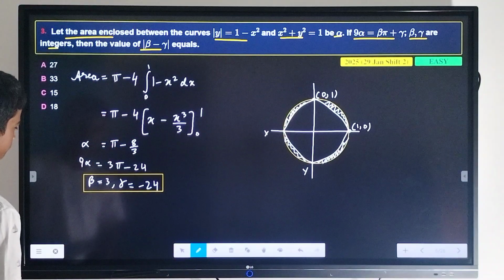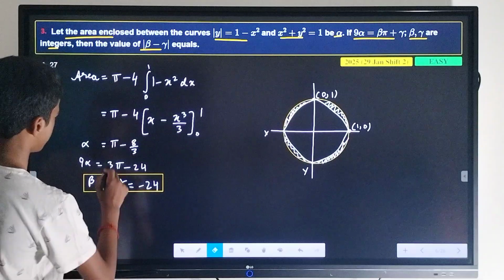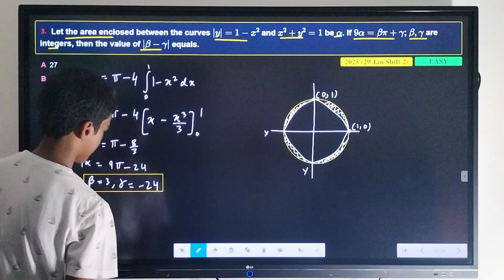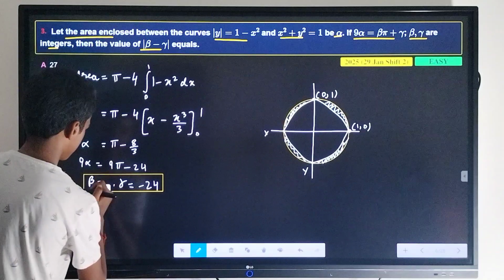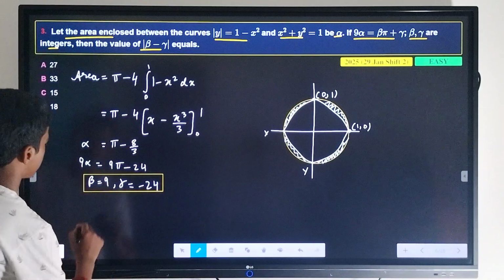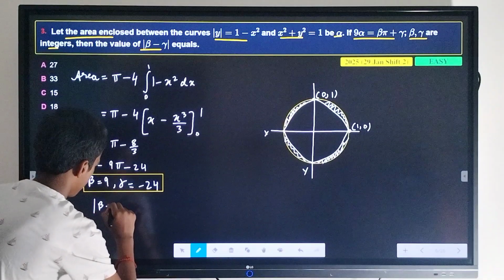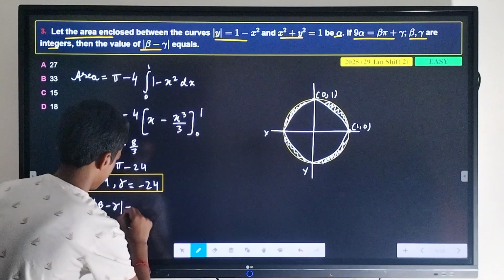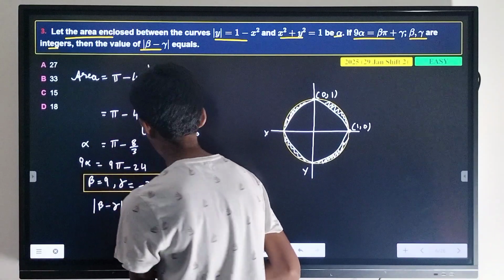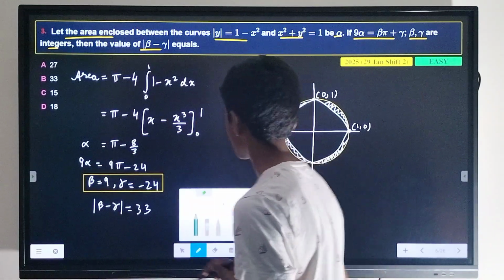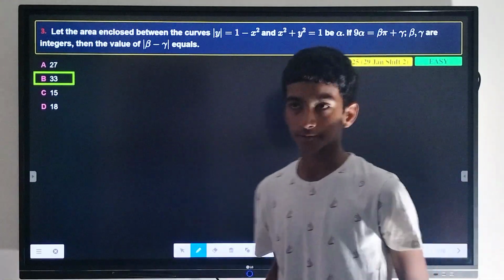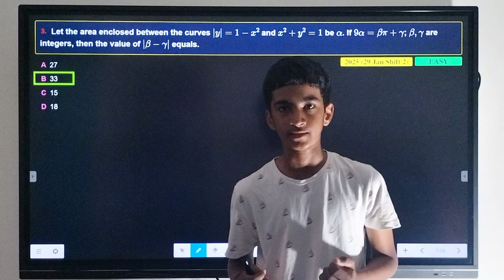So here our beta will be 9 because we multiplied both sides by 9. 9 pi and again here this is equal to 9. So from here our modulus of beta minus gamma is equal to 33. From here our option B is correct and here is our solution and we can see that our answer is correct.